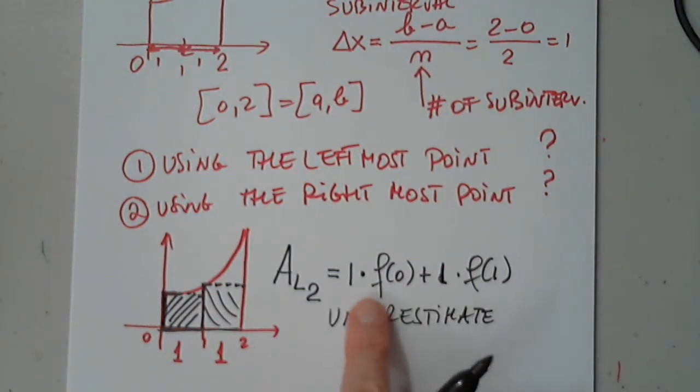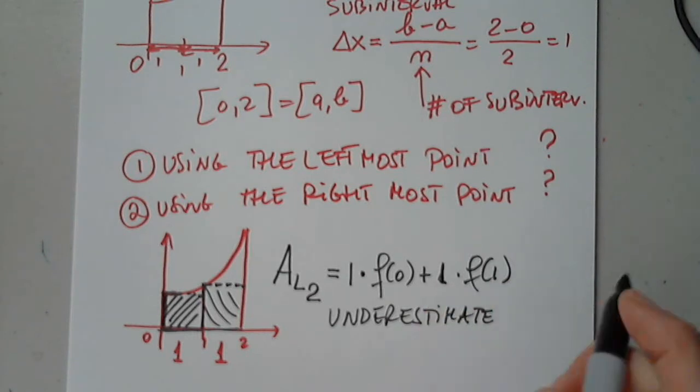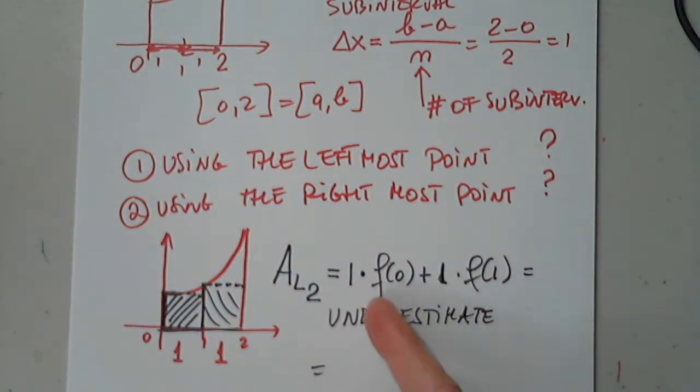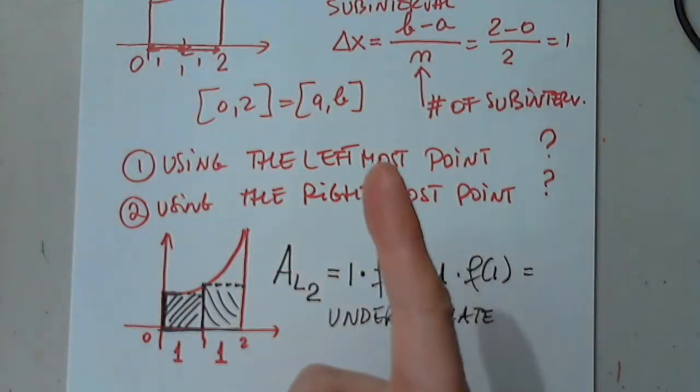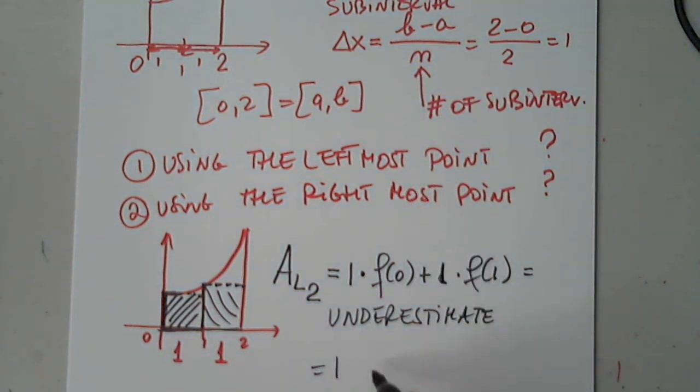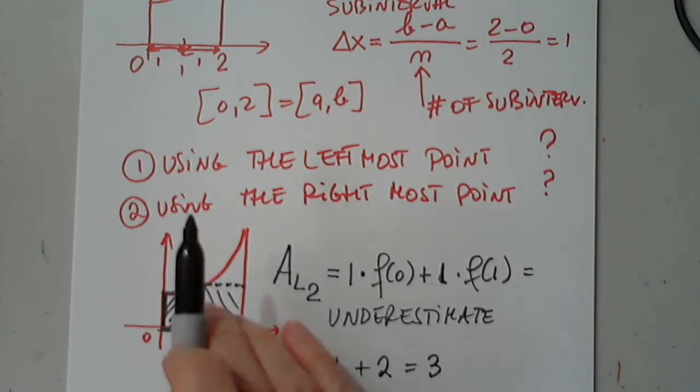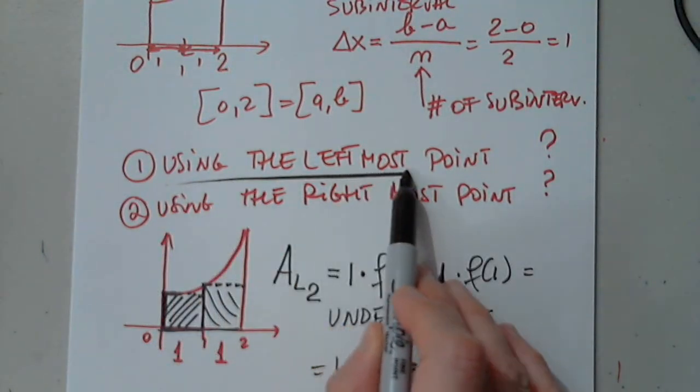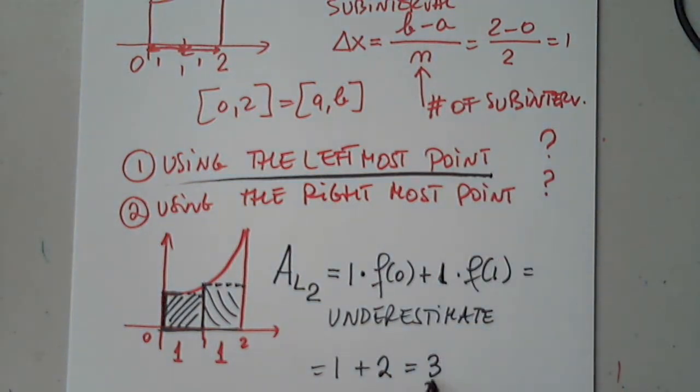So this can stay outside because it's the same number, right? It's 1 times f of 0. For our function, f of 0 is 1 plus f of 1 is 2. So the answer is 3. So using the leftmost point, I determined that an approximate underestimate of the area is 3.